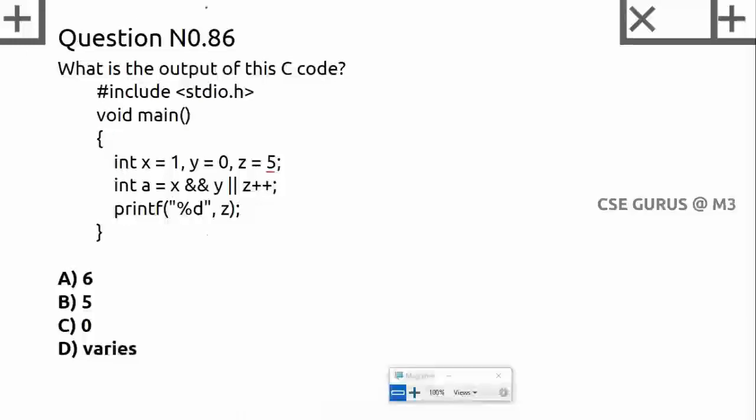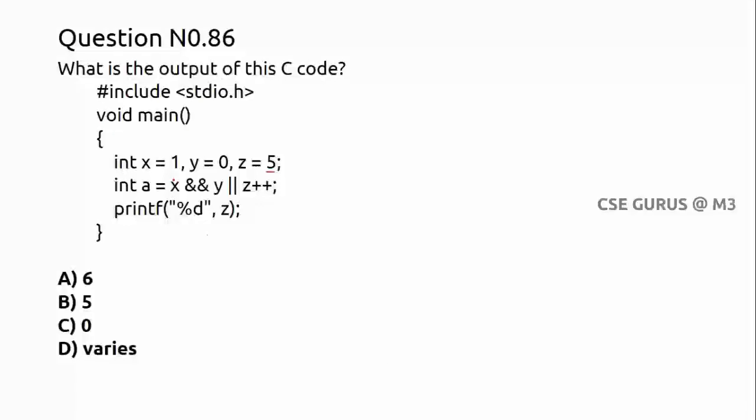I think you can guess the output of this one. So this is 1, this is AND 0. Anyway, AND is the first priority, 1 and 0 is 0, or something which is required. So Z value will definitely be incremented. So Z is 6. Option A is the correct answer.